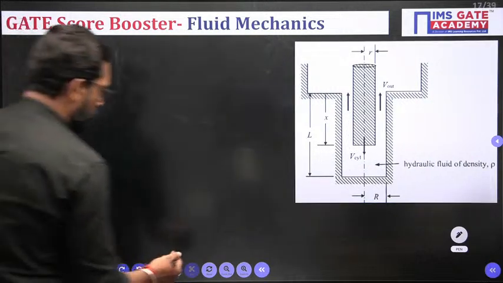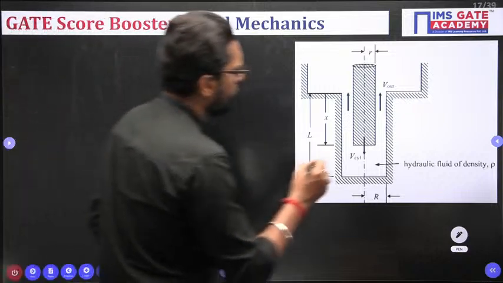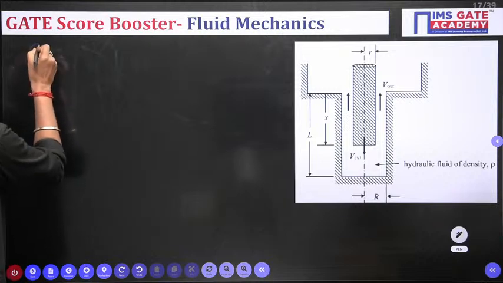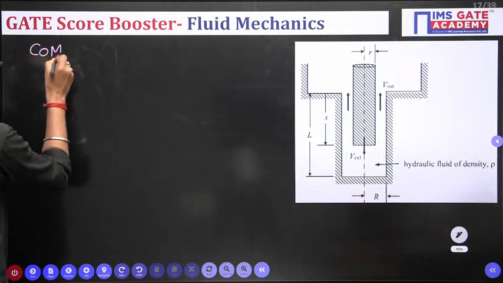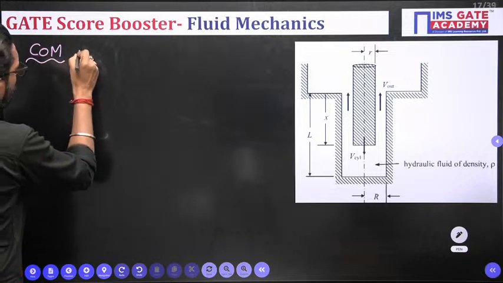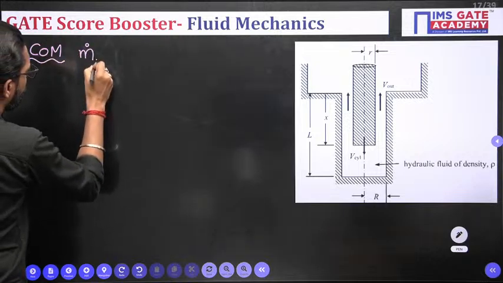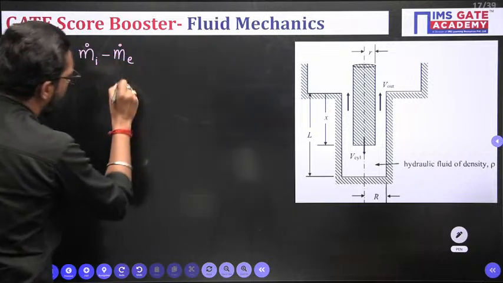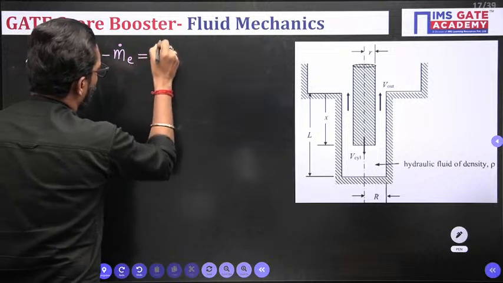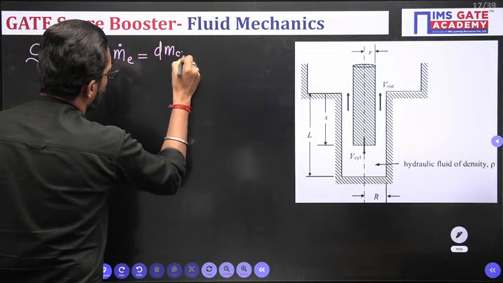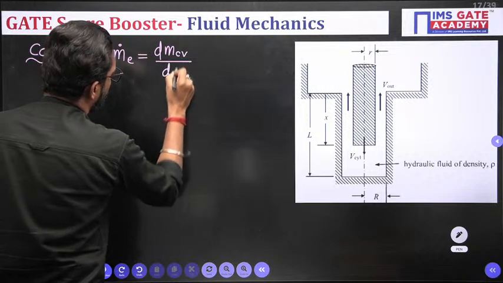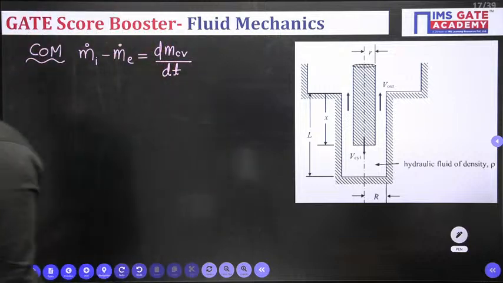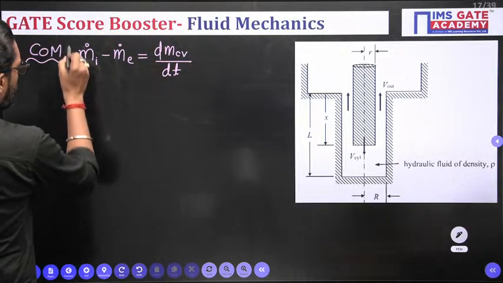We know this thing. Conservation of mass. What is the conservation of mass? Mass flow rate in minus mass flow rate at exit. This is the net mass flow rate, equal to dm_CV by dt. Clear now? So this is your differential form.